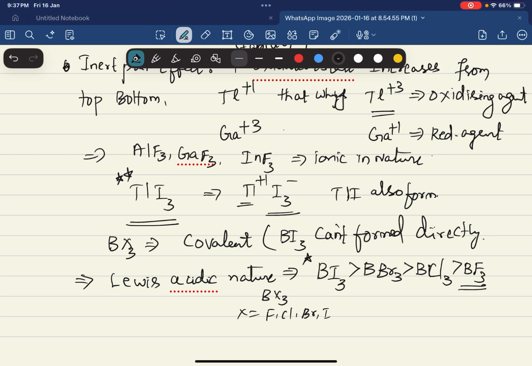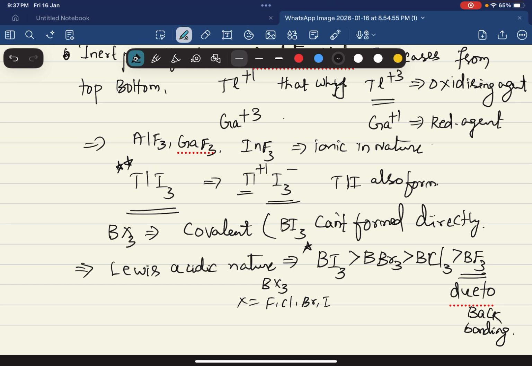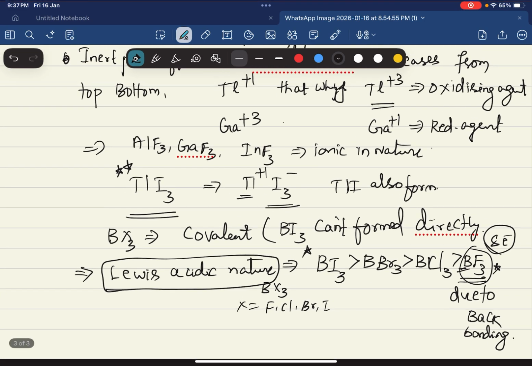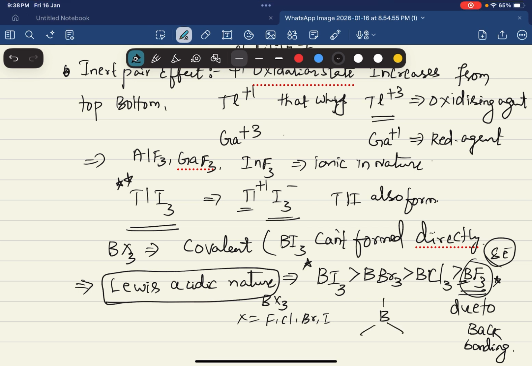So here BF3 is having back bonding. Due to back bonding, the boron of BF3 has 8 electrons in its outermost shell. So it won't accept electrons from outside. That's why Lewis acidic nature decreases in the case of BF3, students. Here what exactly happens, boron with F3, fluorine is having back bonding.